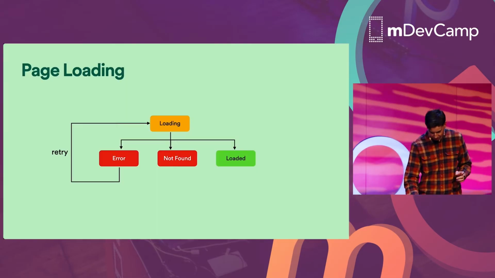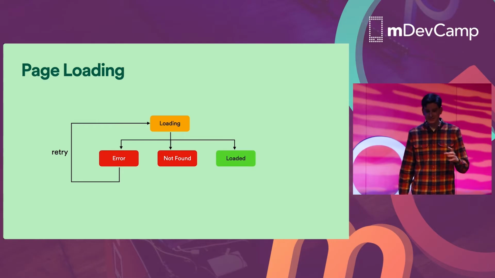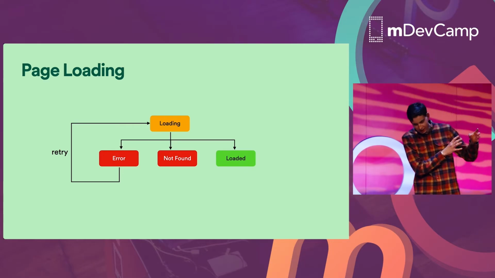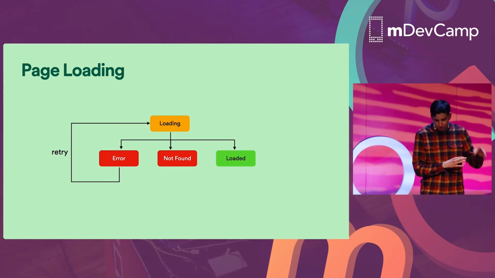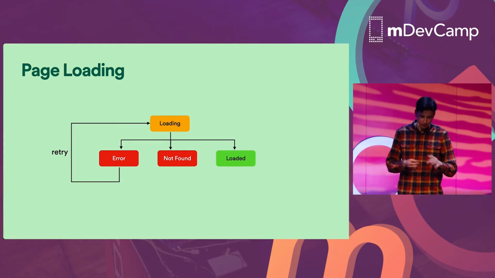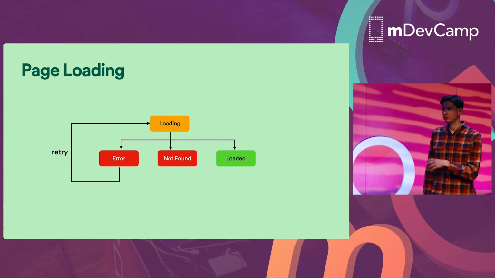So what is page loading about? It can effectively be modeled as a simple state machine, beginning with the loading state, from there moving to not found or loaded states, which are terminal, or error, from which we can recover by retrying the request.